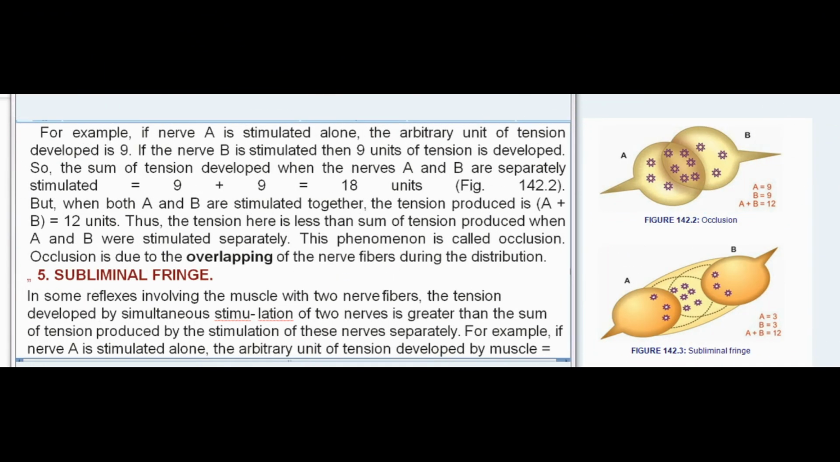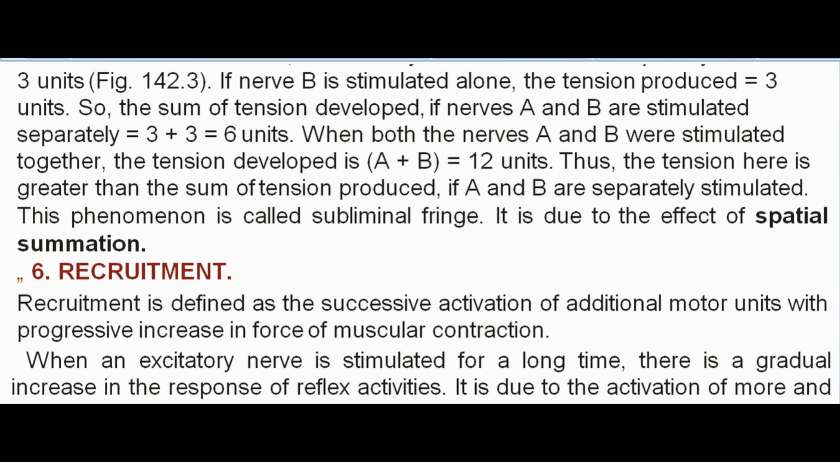For example, if nerve A is stimulated alone, the arbitrary unit of tension developed is 9. If the nerve B is stimulated, then 9 units of tension is developed. So, the sum of tension developed when the nerves A and B are separately stimulated equals 9 plus 9 equals 18 units, Fig 142.2. But, when both A and B are stimulated together, the tension produced is, A plus B, equals 12 units. Thus, the tension here is less than sum of tension produced when A and B were stimulated separately. This phenomenon is called occlusion. Occlusion is due to the overlapping of the nerve fibers during the distribution.